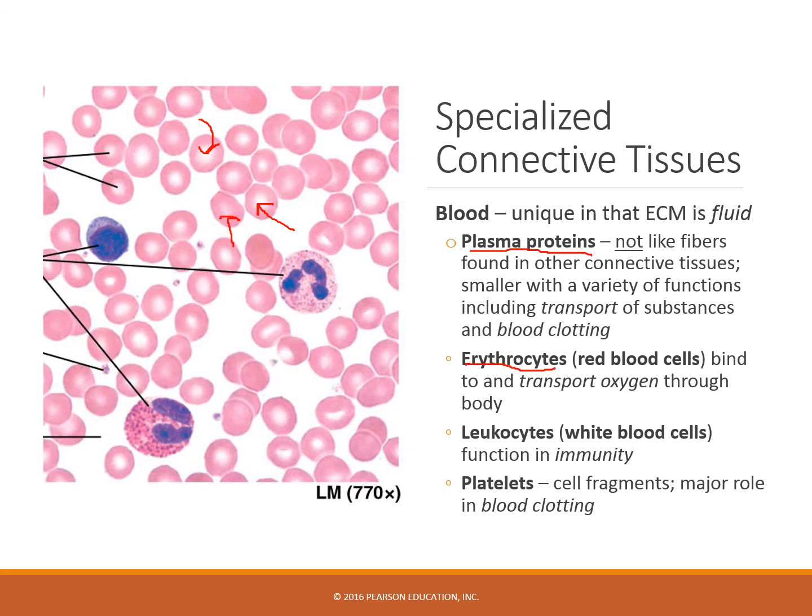The second type of cell is called a leukocyte, or a white blood cell. These function in immunity, and you'll know these cells when you see them because they usually have nuclei that are stained purple, like these guys. Finally, you'll find little cell particles like these. They are called platelets, and they function in blood clotting. These are not cells, but rather they are cell fragments.